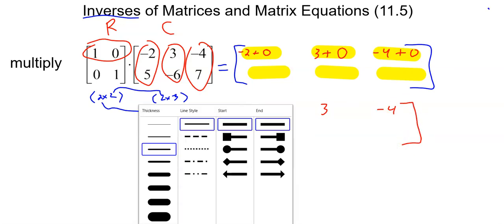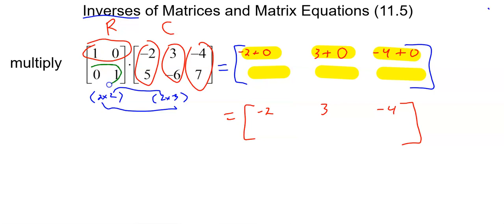Okay, let's do the bottom row and first column here, so that would be 0 times anything is 0, plus 1 times 5 is 5, so that would be 5. And middle column, 0 times anything is 0, plus 1 times -6, so -6. This one's pretty easy to do. And then 0 times -4 is 0, plus 1 times 7 is 7. And so we get our answer.